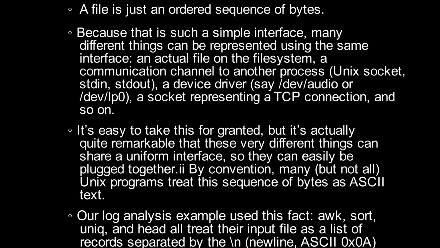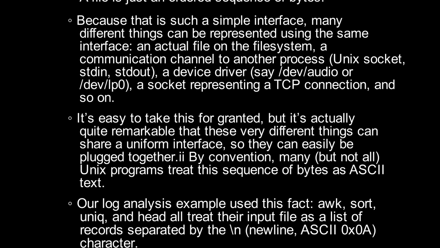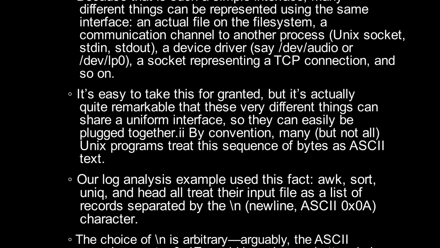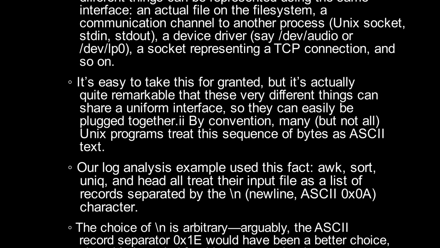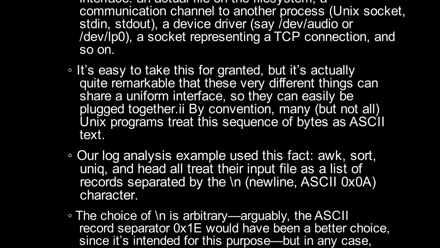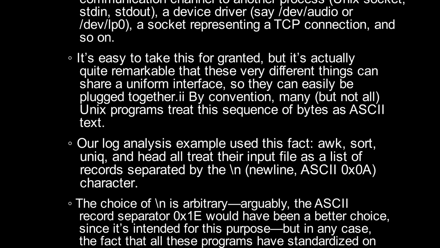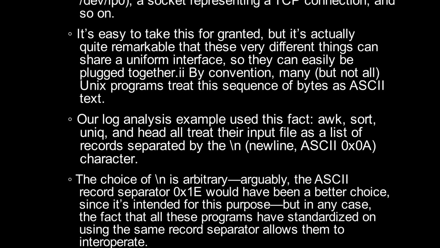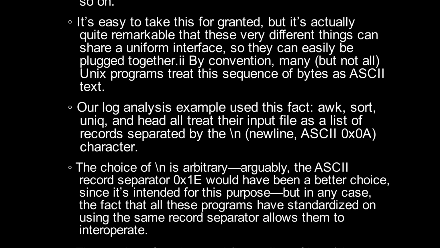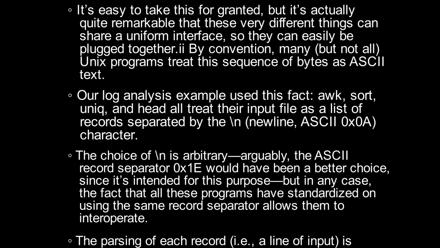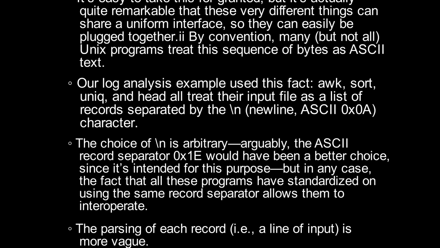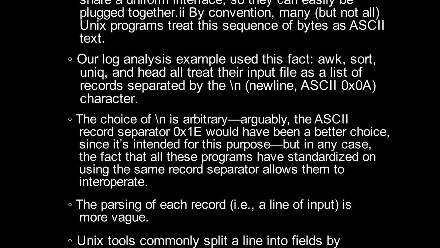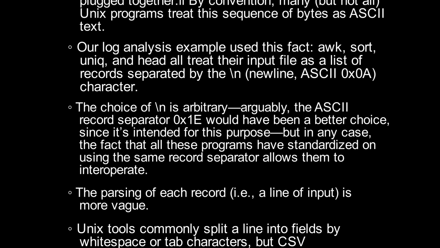By convention, many but not all Unix programs treat the sequence of bytes as ASCII text. Our log analysis example used this fact: awk, sort, uniq, and head all treat their input file as a list of records separated by the \n (newline) character, ASCII 0x0A. The choice of \n is arbitrary, arguably. The ASCII record separator 0x1E would have been a better choice, since it's intended for this purpose, but in any case, the fact that all these programs have standardized on using the same record separator allows them to interoperate.